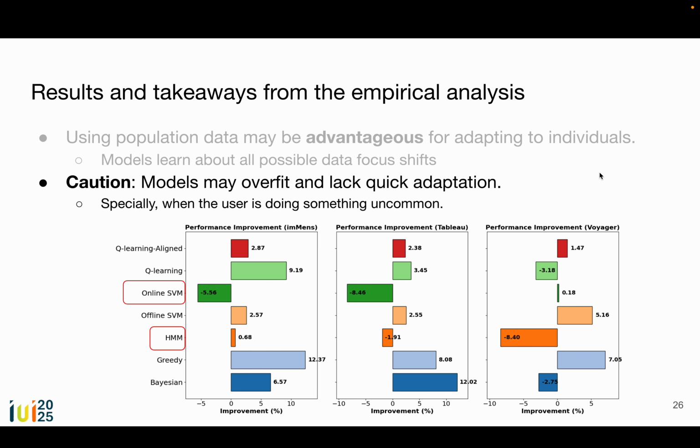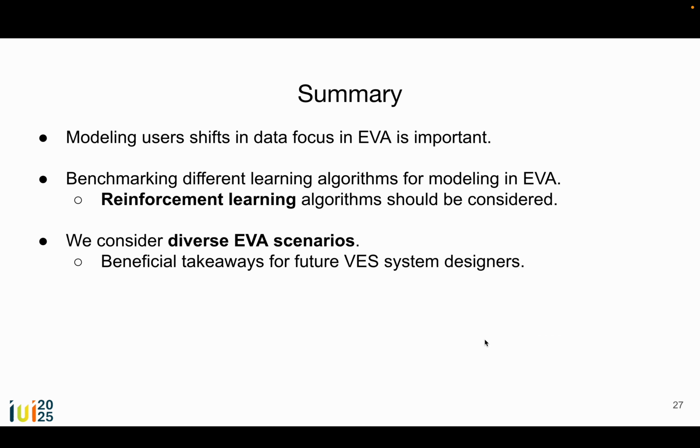But we must stay cautious while using population data, as models may overfit and lack quick adaptation. This happens especially when the user is doing something uncommon. And we can see for online SVM and HMM, the performance drops for the population data.